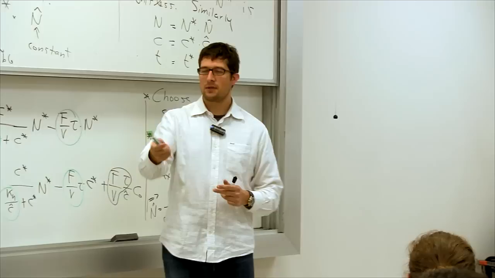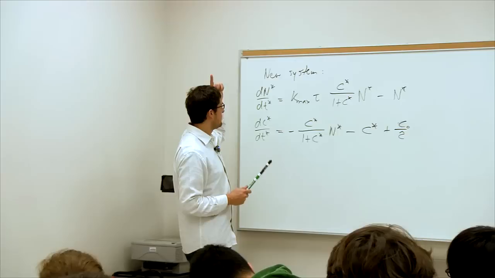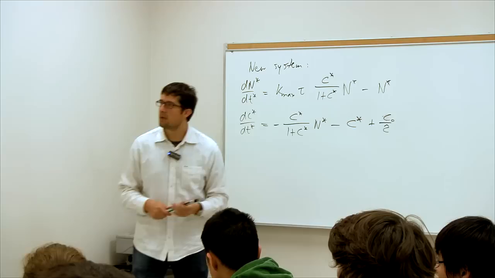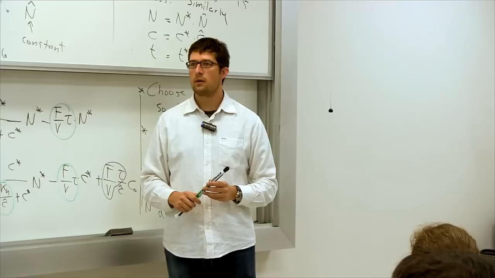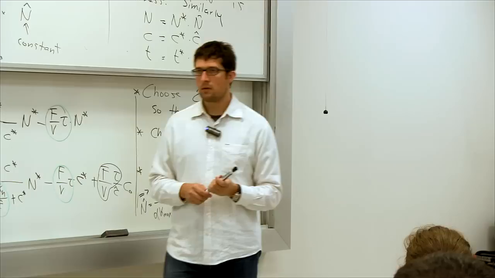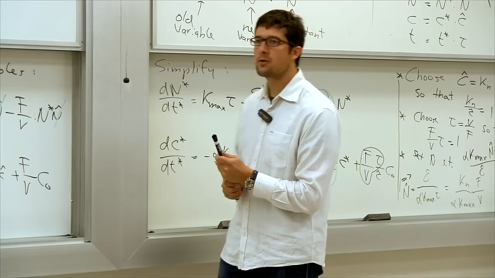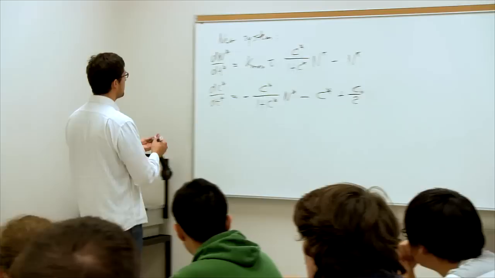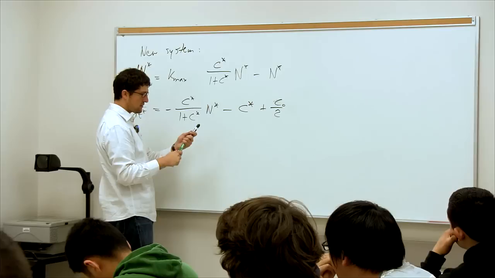Yes, sir? Why didn't you change the tau after the kmax on the dn over dt? Isn't there a tau there? Yeah, here. But why didn't we change that one, because it isn't simplified? Because we designated tau to be v over f, right? Yes, you're right. You know what? Let's do that. Good point. Thanks for pointing out. So tau is v over f, we said, right?